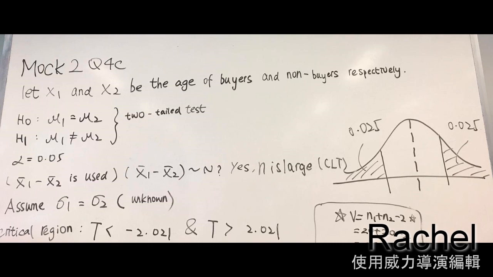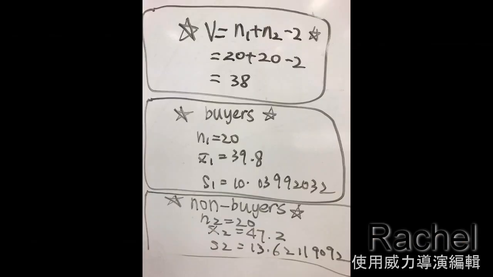The difference of mu1 and mu2 is normal because, according to the central limit theorem, n is large, so it is normal. And we will assume sigma 1 is equal to sigma 2, and it is unknown. In this question, the degree of freedom is 38 because it is n1 plus n2 minus 2. So it is 20 plus 20 minus 2, which is 38.